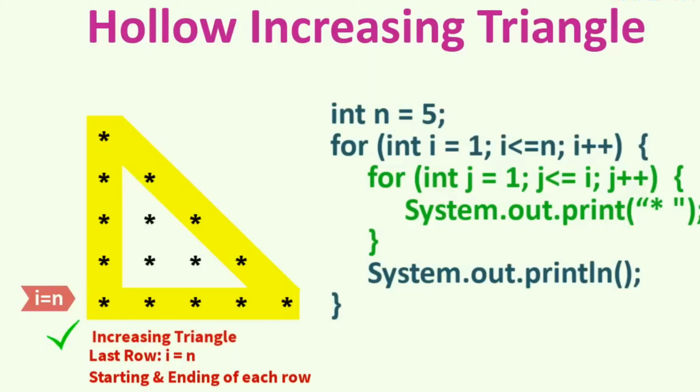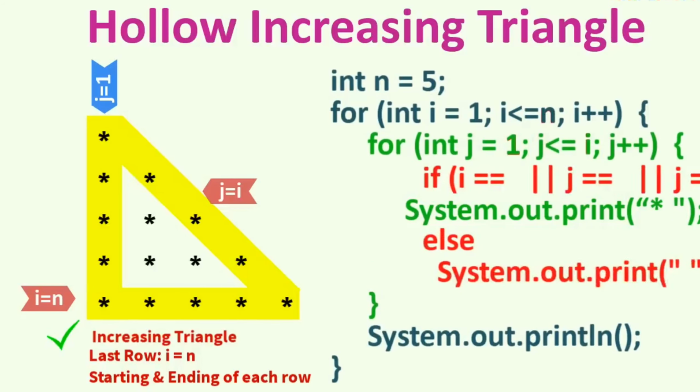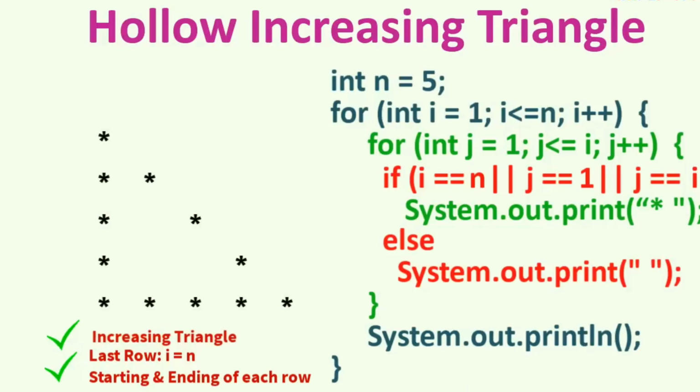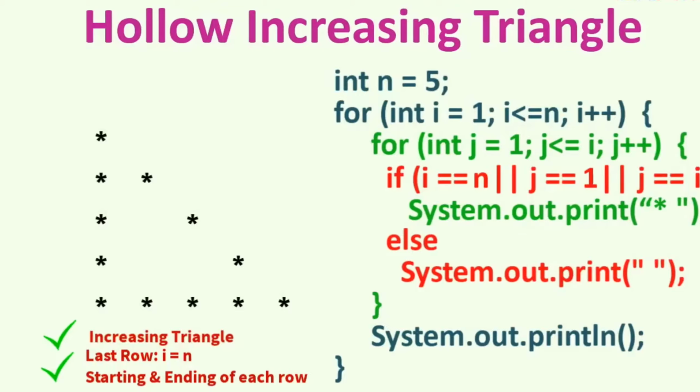How do we now get the starting and ending star of each row? If you look carefully, our loop for j always determines the starting and ending position for each row. So all you need to do is ask the if statement to print star for the last row, meaning i is equal to n, and when j is equal to 1, which is the starting star of each row, and j is equal to i, which is the ending star of each row. If you run this code, it will give us the hollow increasing triangle.